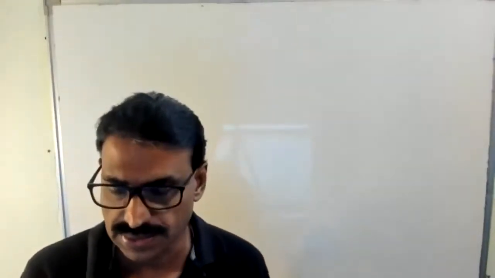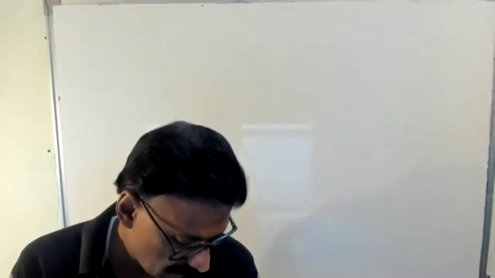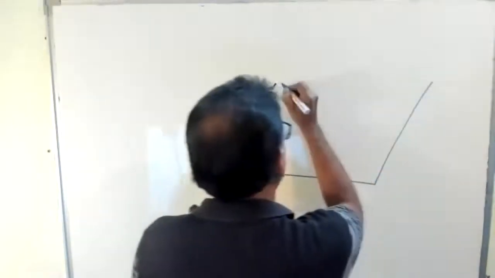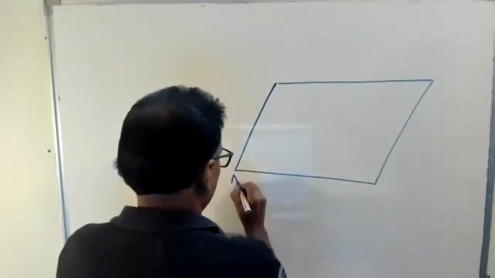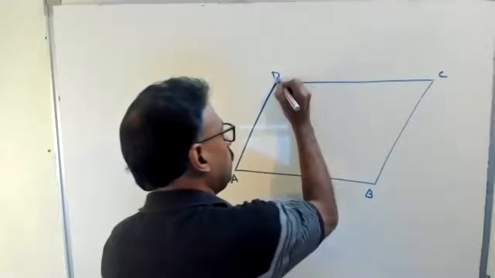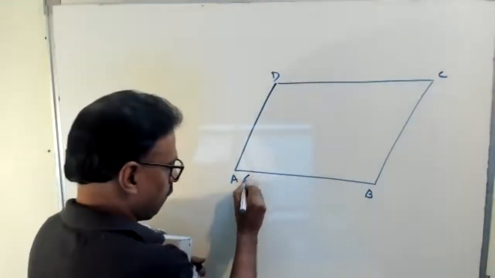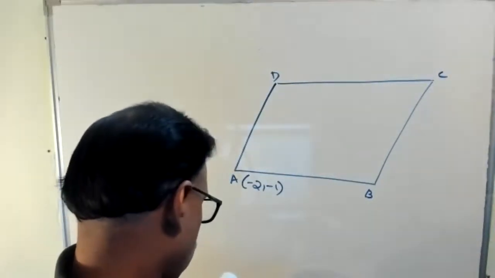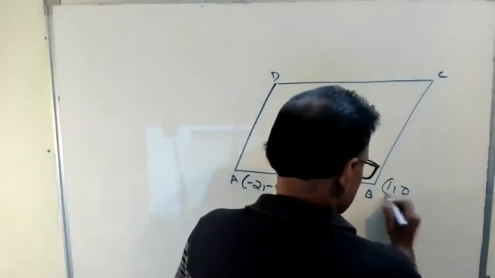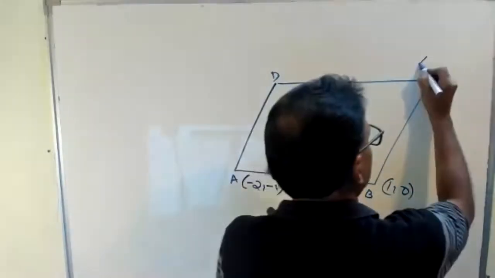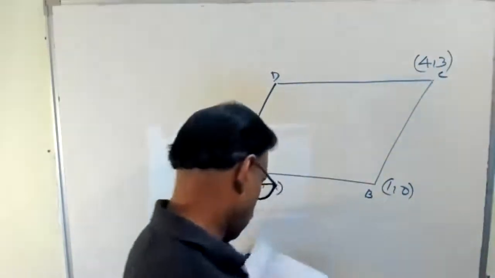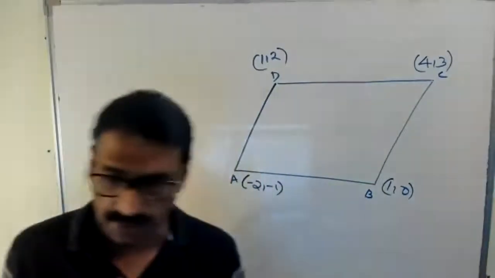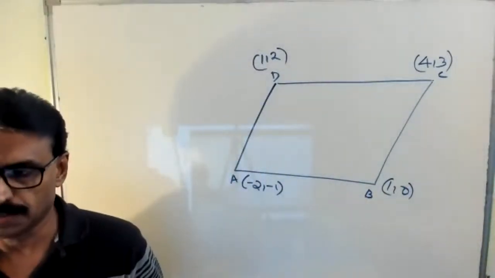using section formula, prove that the points -2, -1, 1, 0, 4, 3, then 1, 2 are the vertices of a parallelogram.